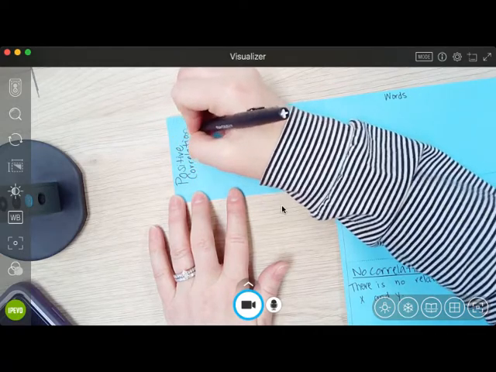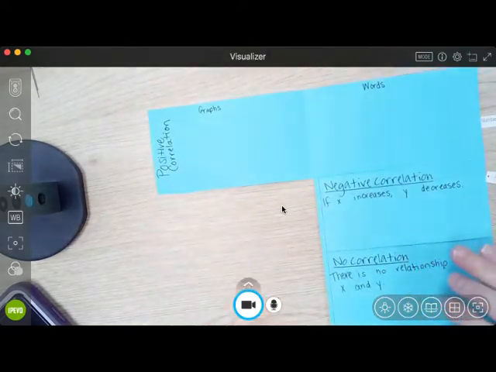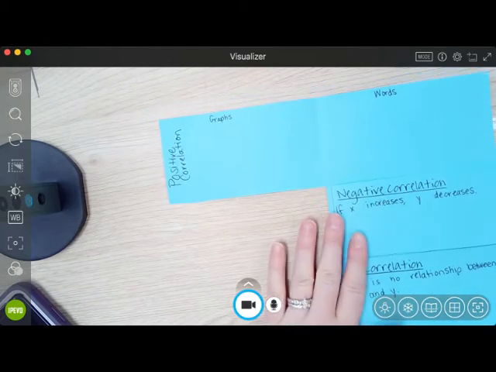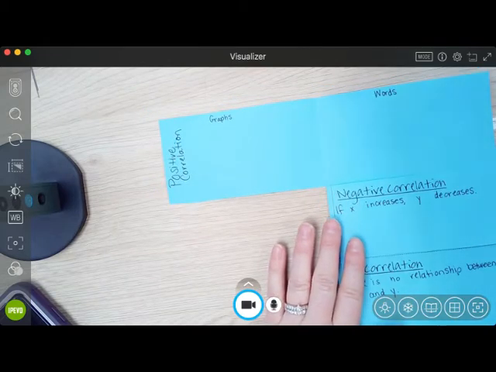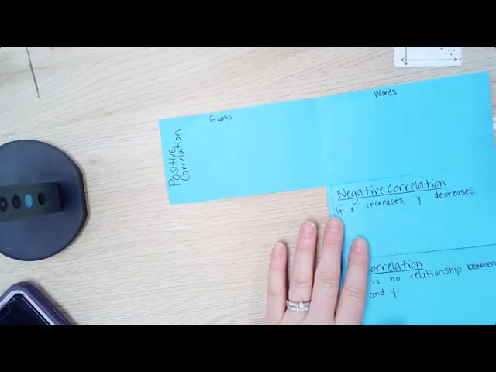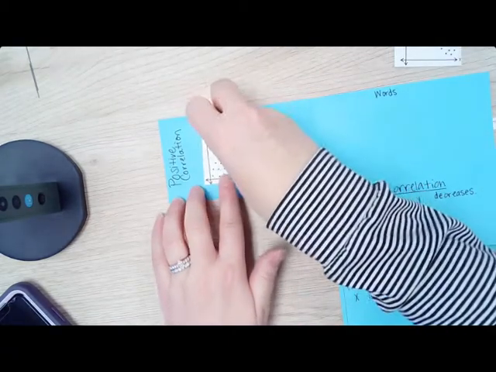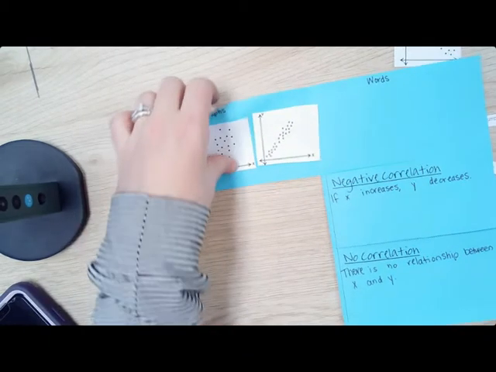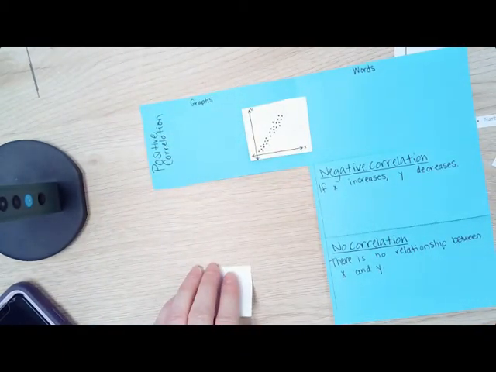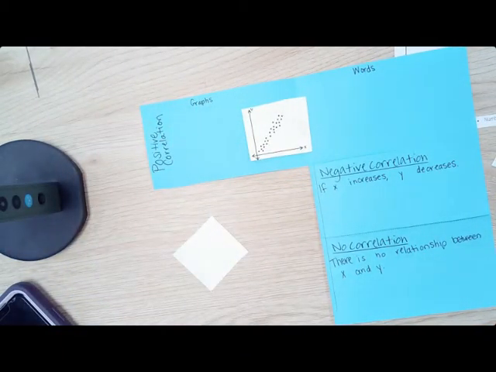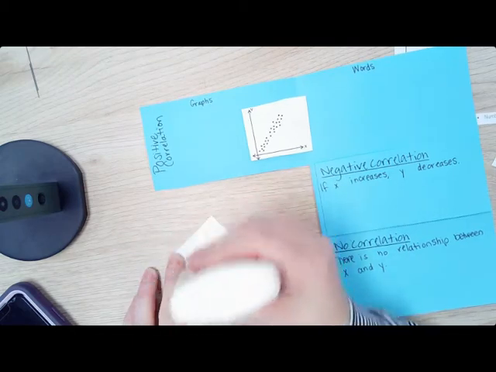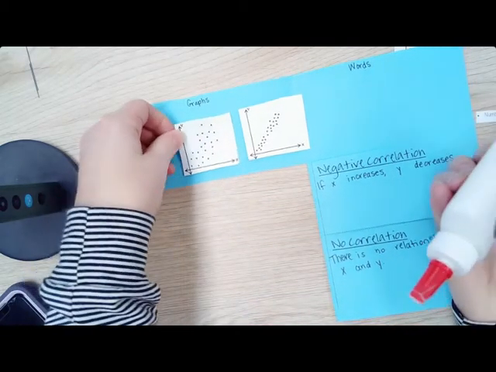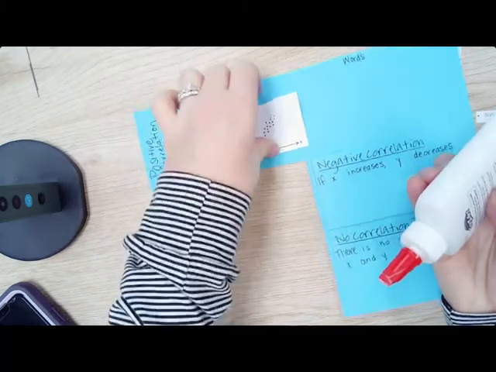So I'm going to write it sideways. So for positive correlation, we want to look for the graphs that are positive. So that means it's going uphill. It's going to rise. So that is positive correlation because it's rising, and so is that one. So you can go ahead and put those down, put them in, or you can tape them in.